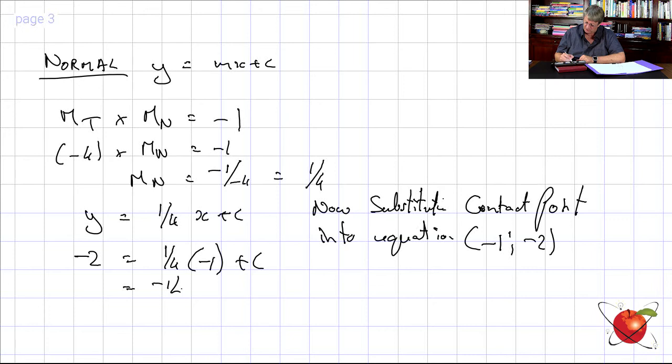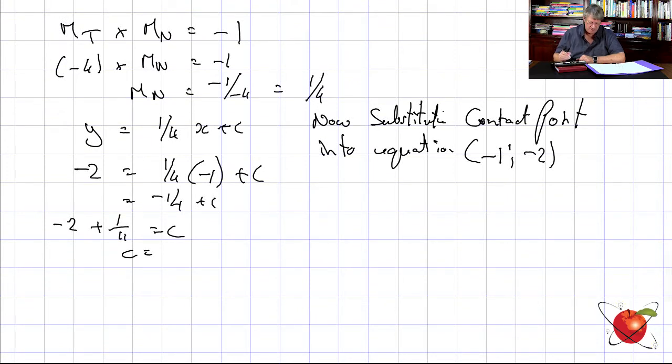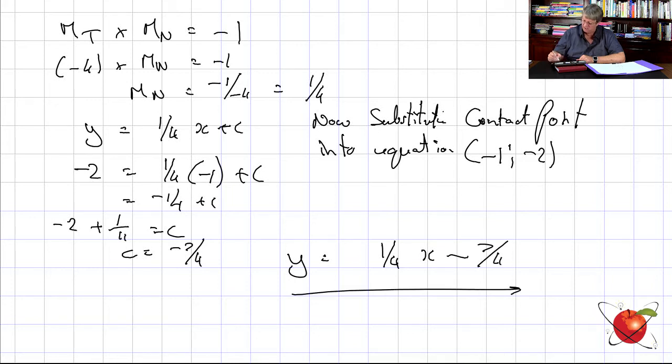This is minus a quarter. Okay. Therefore, what am I going to do? I'm going to say it's plus c. Therefore, minus 2 plus a quarter must be equal to c. C in this case turns out to be minus 7 over 4. My equation is y is equal to 1/4 x minus 7 over 4. There you have it. Not too shabby, is it? That's the standard way of doing it.